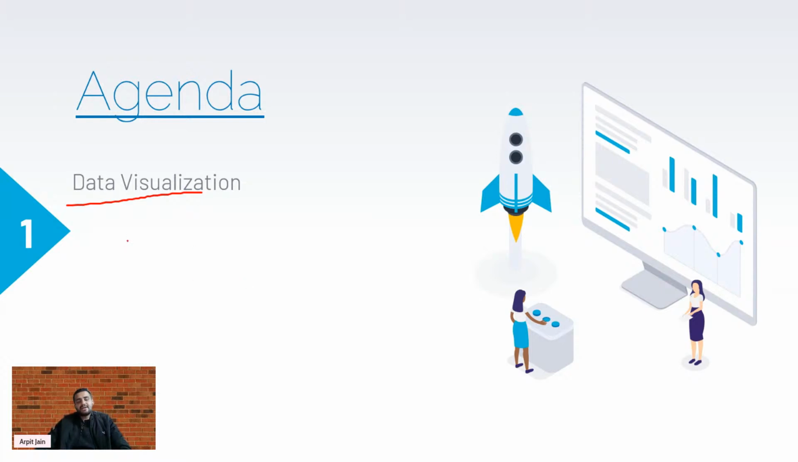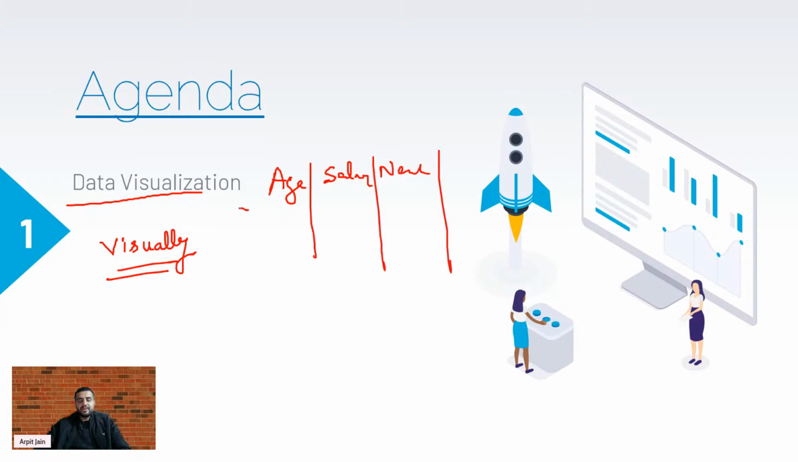Just to tell you what data visualization is, in terms of a technical definition, it's more like we are trying to see something visually. My objective here is to see the details visually. I have certain data points. Suppose I have age, salary, name, and whatnot in my table, with certain numbers and names. These are just numbers right now, so it's difficult to understand some relationship or trends out of it.